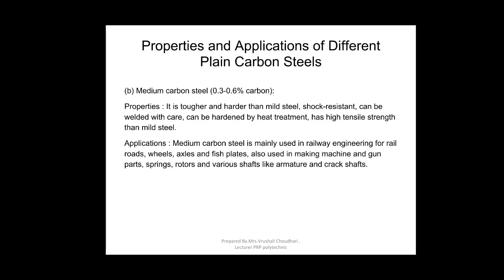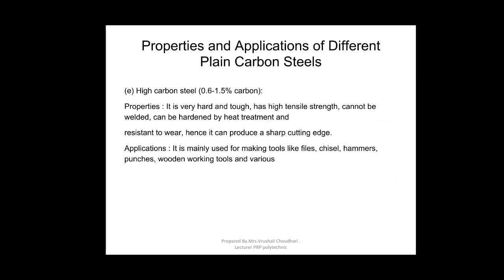It is used for railway engineering, for railway roads, for making wheels, axles, fish plates, and also for making machine parts and gun parts, springs, rotors, and various shafts like armature and crank shafts. It is mostly used in industry as it is shock resistant and welding is possible, having a high tensile strength. High carbon steel, 0.6 to 1.5% of carbon.